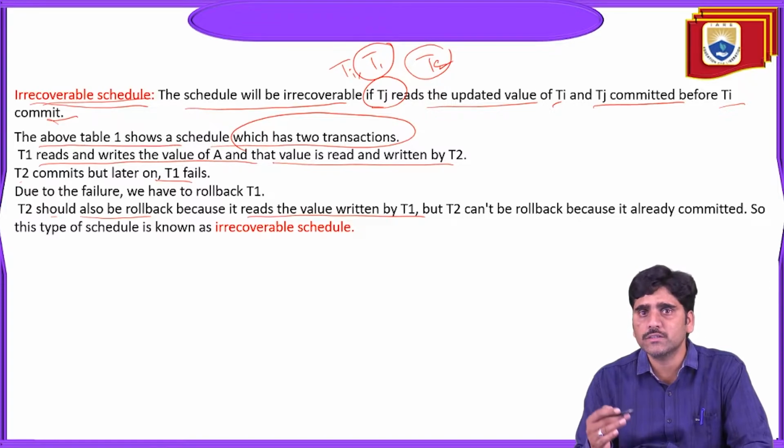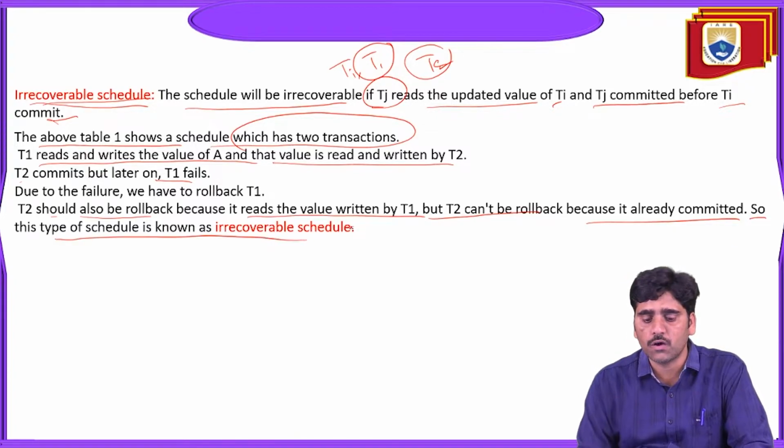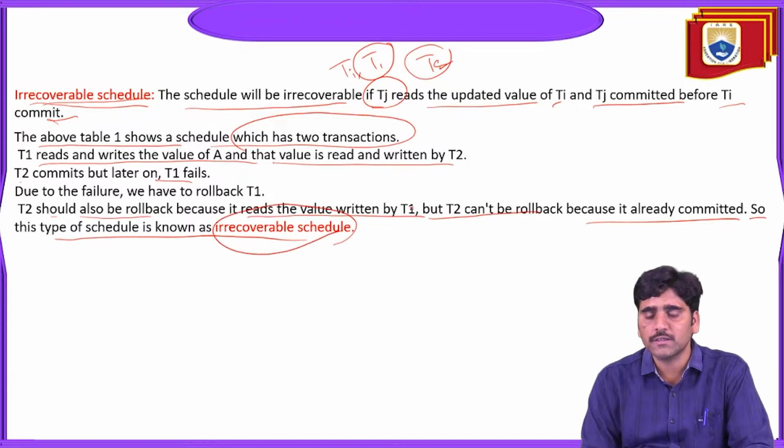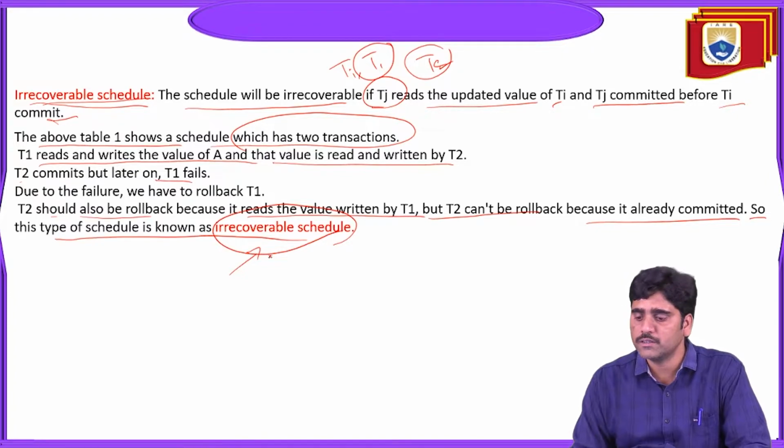But transaction 2 is committed. So we are not going to roll back that transaction until and unless transaction 1 is committed. Here, T2 can't be rolled back because it is already committed. So this type of schedule is known as an irrecoverable schedule. If the transaction is not committed, then the rollback of the schedule is not possible. At that moment, we can say that it is an irrecoverable schedule.